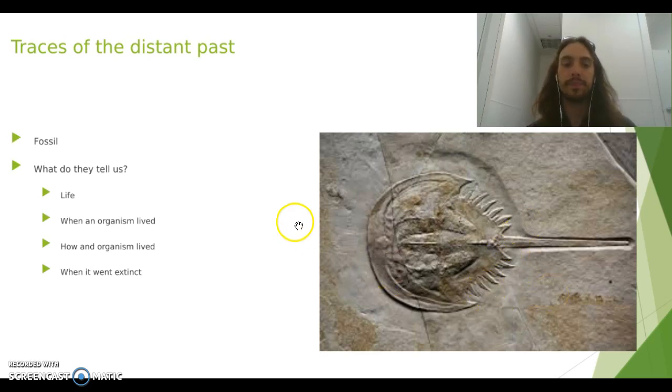So they tell us how an organism lived. They tell us when an organism lived. They tell us its lifestyle. It gives us kind of a look at what life was like in earlier times, and it can tell us when it went extinct. So we look at the surrounding rock, and we can determine when that animal went extinct, or when that animal died at least.